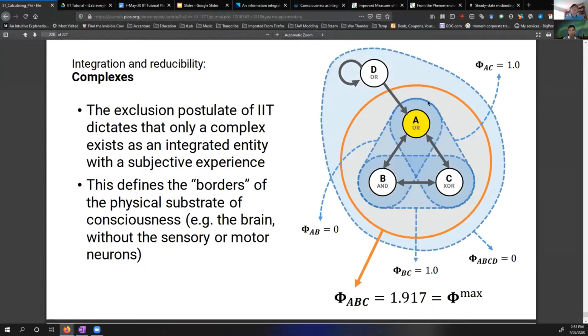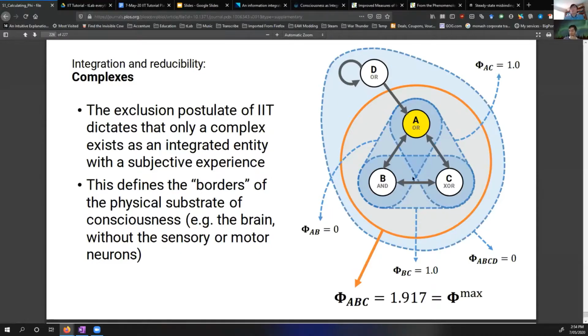So here we've got groupings AB, AC, BC, ABC, and then ABCD as well. And some grouping of these elements is going to give you a maximum big phi value. So if you look at the connections here from D to ABC, because it's only a feed-forward connection, D is affecting A, B, C, but A, B, C is not affecting D. So this system A, B, C, D reduces to two systems by doing this system-level disconnection here.